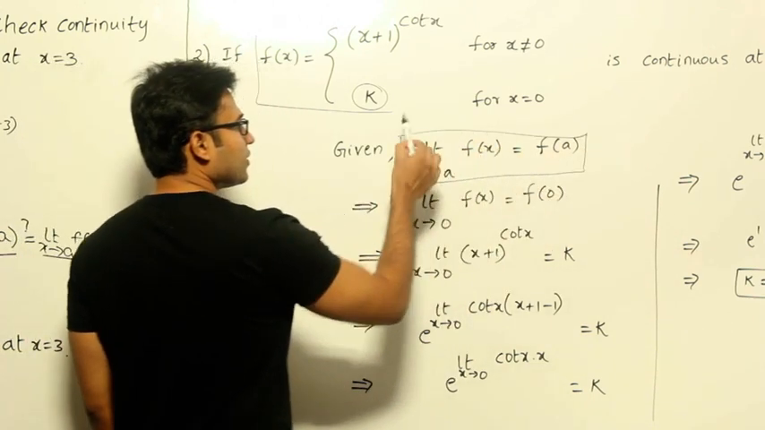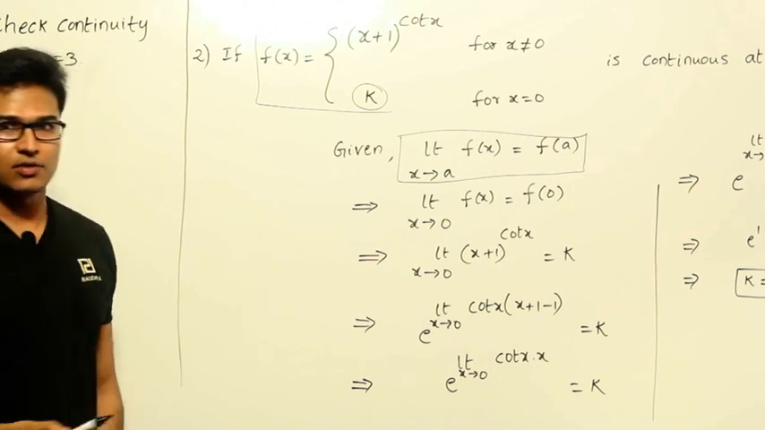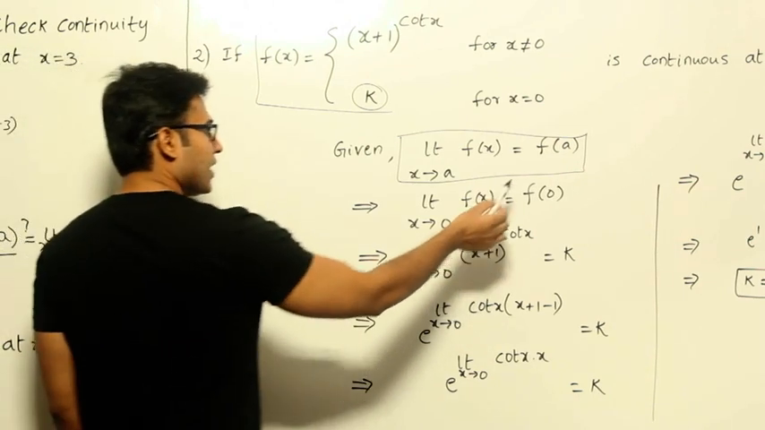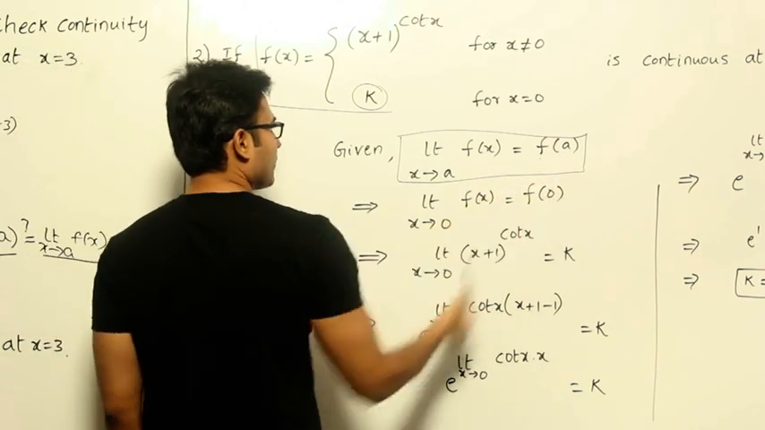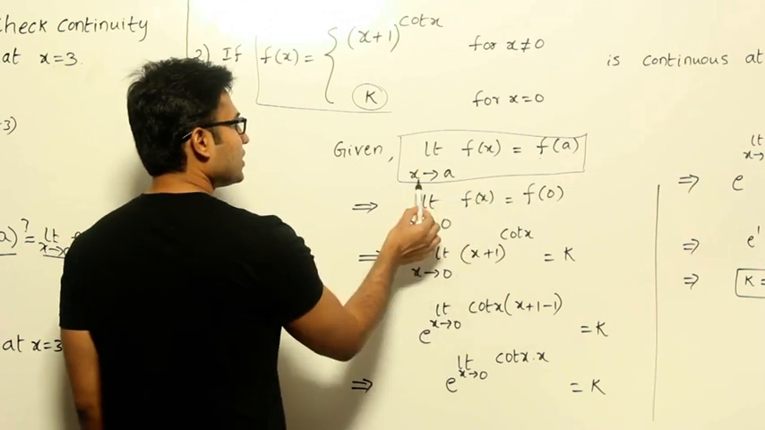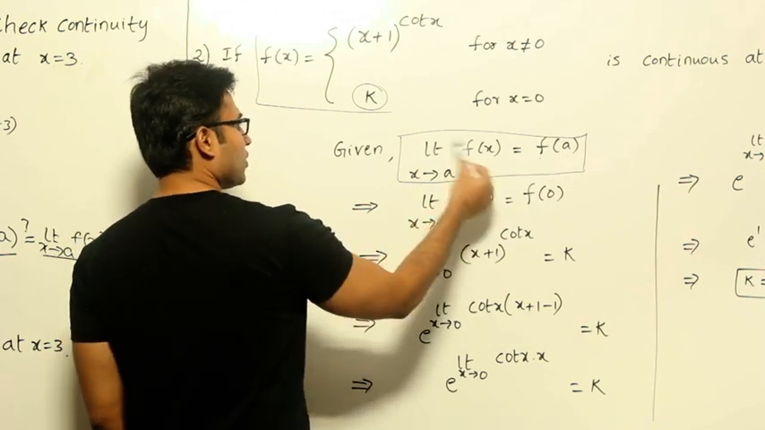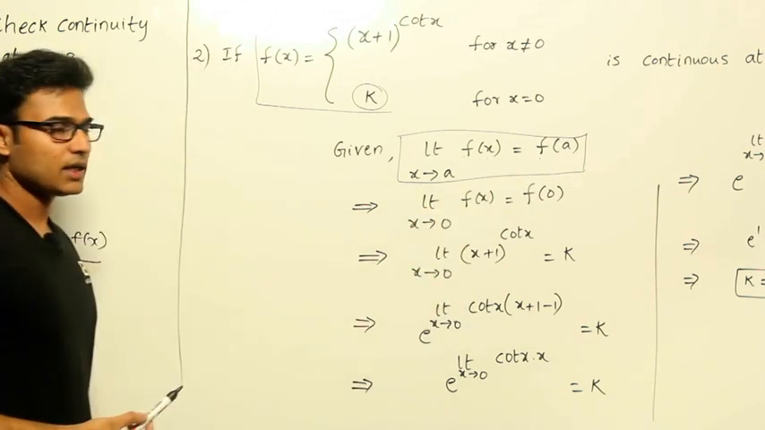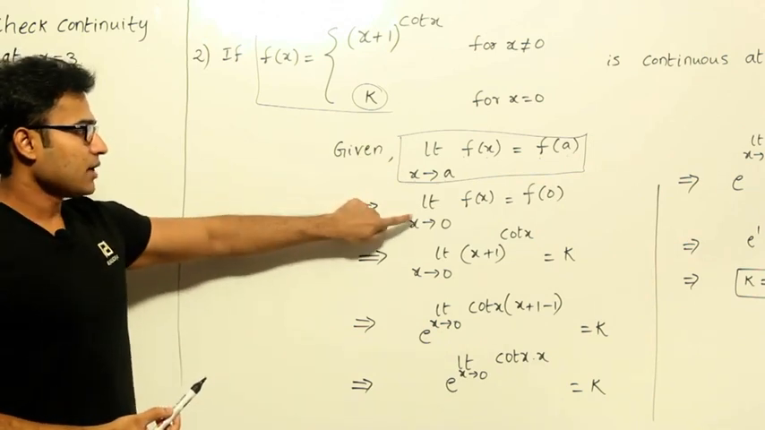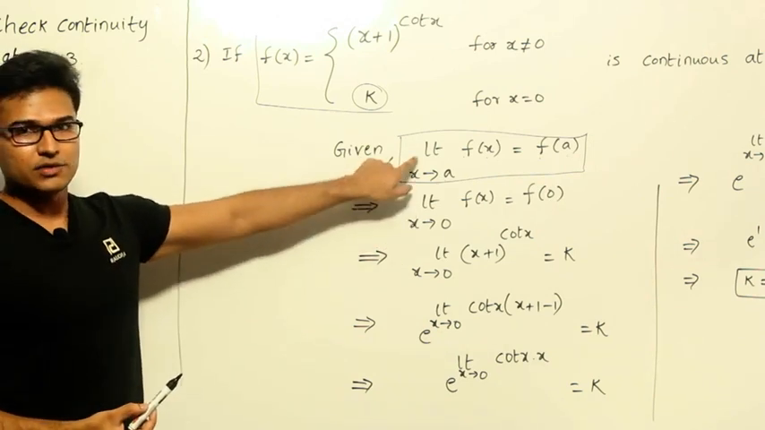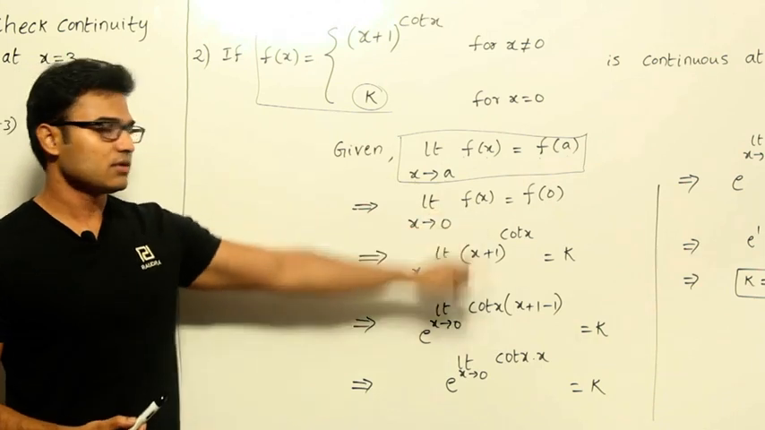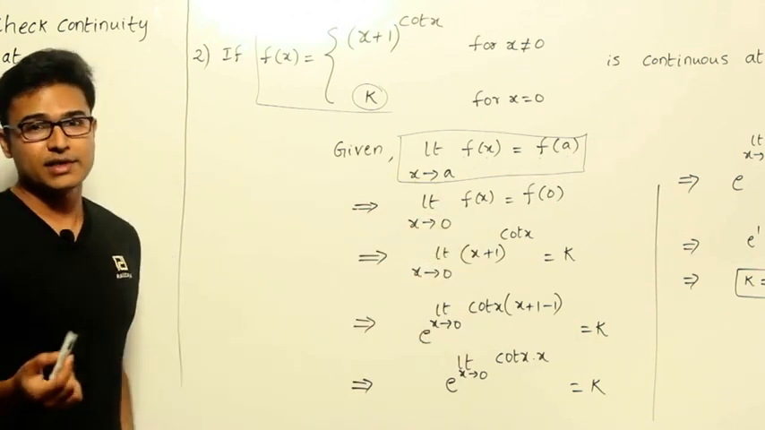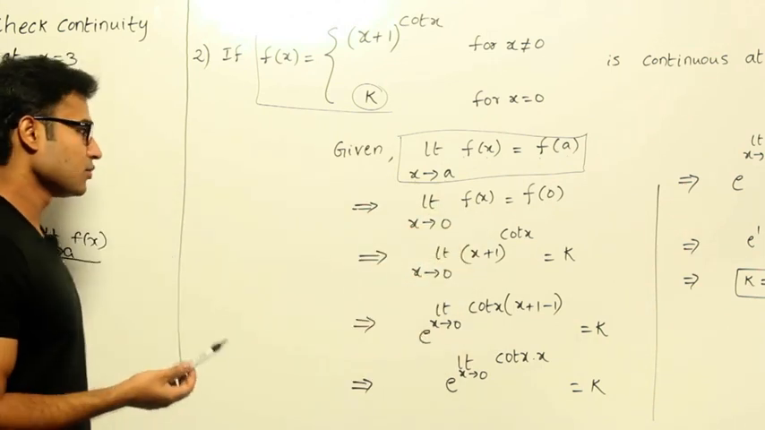When we know that the function is continuous at x equal to a, then the value of the function at x equal to a as well as the limit of the function as x tends to a, both are going to be equal. Got it? Now from that I can write, x equal to 0, a equal to 0, right? If I substitute a equal to 0, I am going to get this. Why? Because they said that it is continuous at 0.